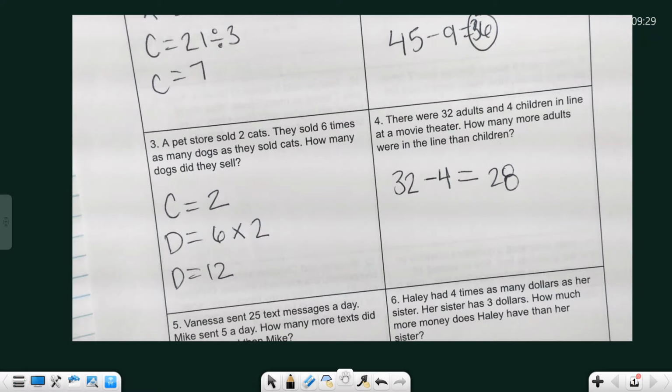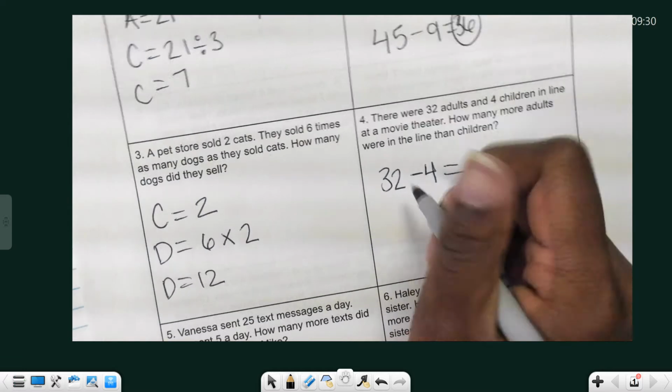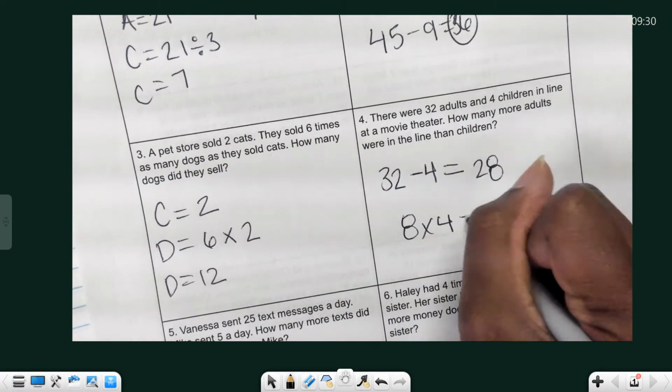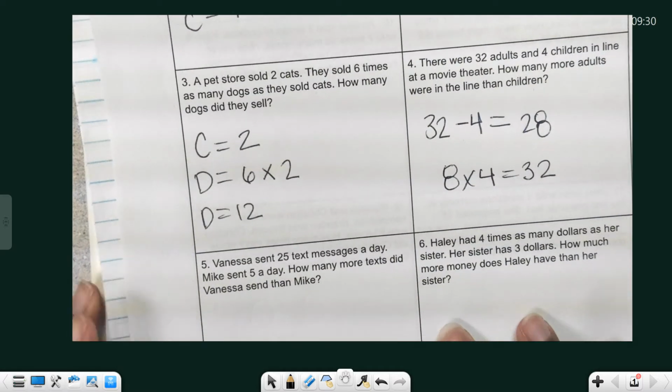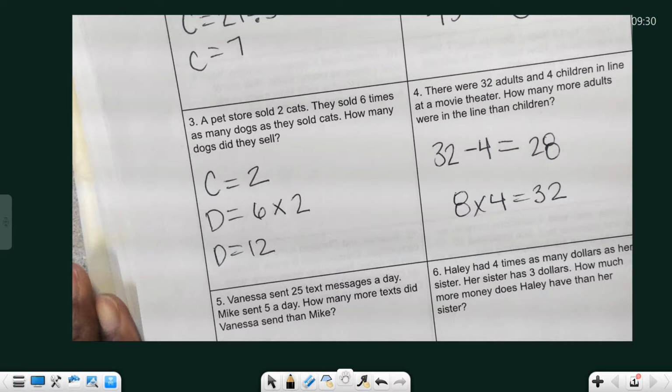Now, I'm going to throw an extra question in there. How many times more adults were there than children? 8 times 4 equals 32. All right, let's look. Any questions about number 4?